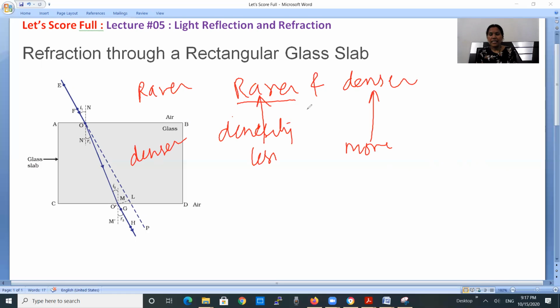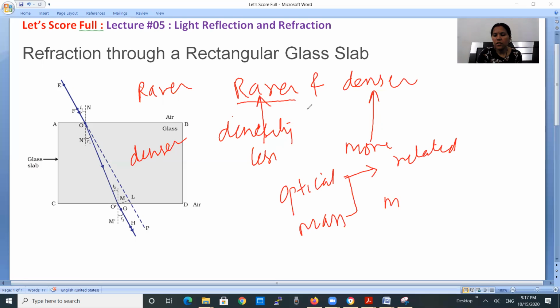I want to make clear over here that optical density and actual density are different. So there is optical density and there is mass density. They are different terms. Optical density is related to refraction, and mass density is actually mass upon volume. So some substances may have less density, but can have more optical density. And the example is kerosene.